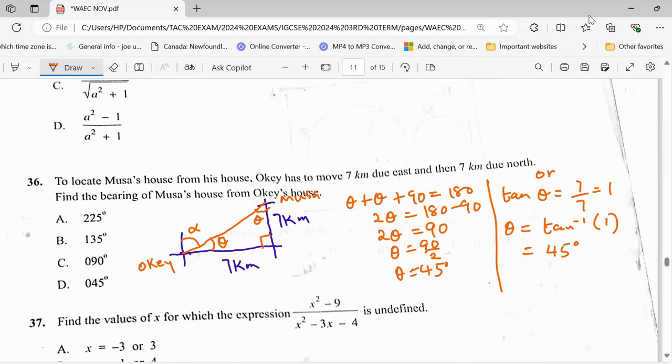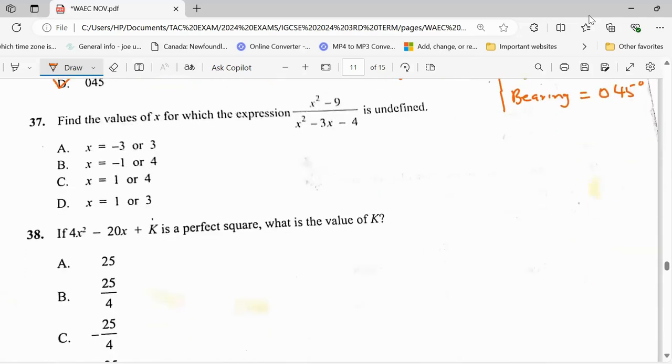And if it is 45, that means also alpha is 45 degrees. So alpha is the bearing. The bearing we are looking for now is alpha. So the bearing in 3-digit notation is 045 degrees, which is option D. We'll mark that option and we proceed to the next question, question number 37.